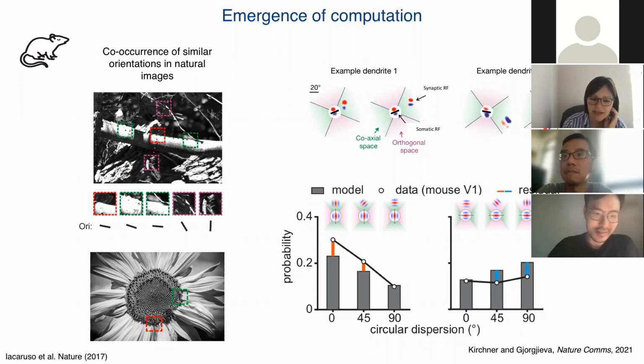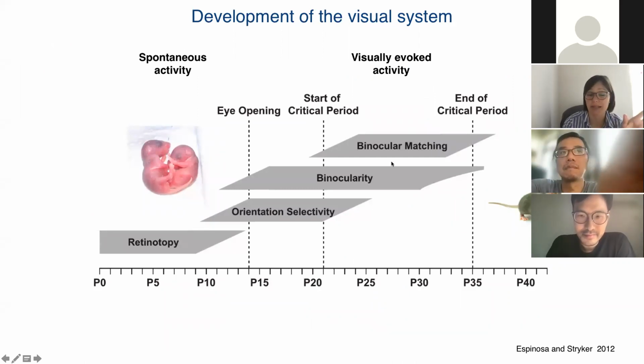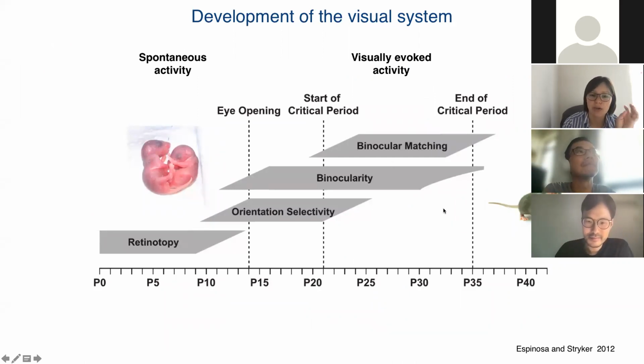I can show you super briefly what I wanted to show in the second part of the talk, which was to look at what happens after eye opening. There's this so-called critical period of plasticity. Eye opening is around P14, P15, though different people argue for different times. The critical period starts around 20 days after birth and ends, some people argue it never ends, but maybe around postnatal day 35.